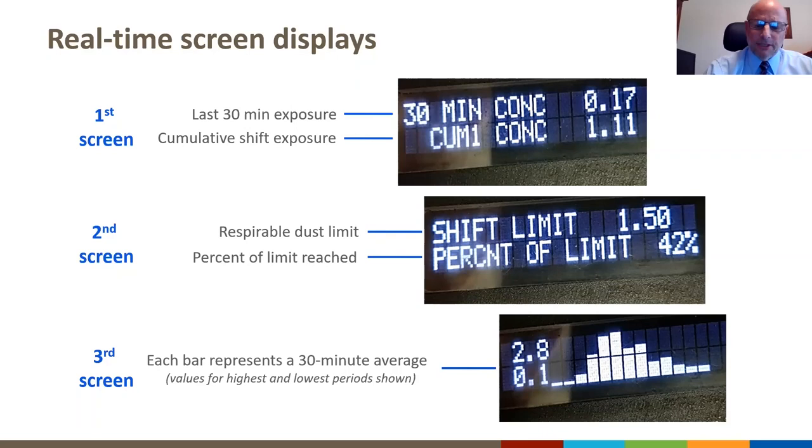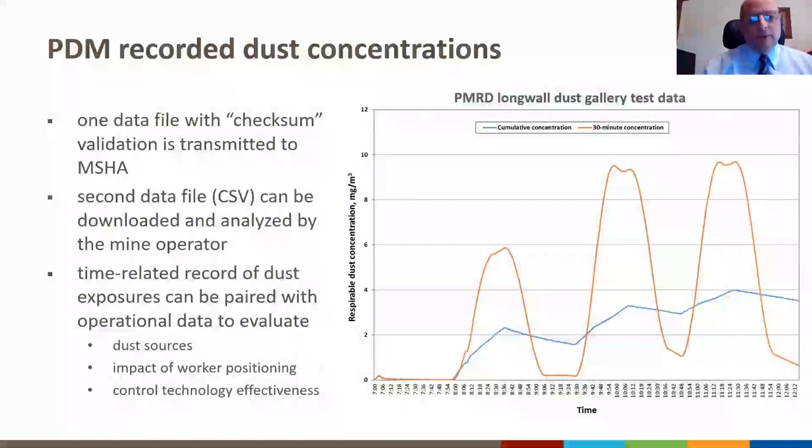If you scroll to the third screen, it shows a bar chart with each bar representing a 30-minute average concentration, and the lowest and highest levels are shown on here. This, along with the recorded information, can be used to identify areas of high exposure.